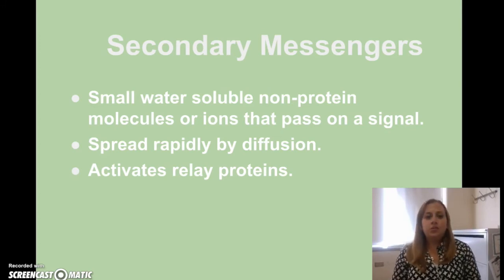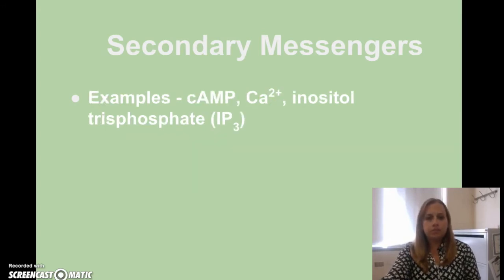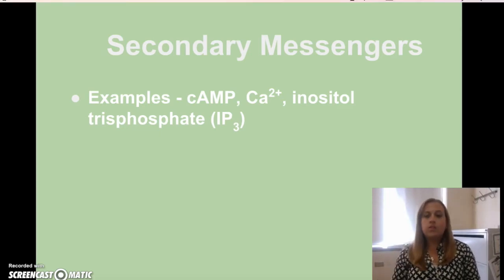All right, now on to secondary messengers. So secondary messengers are small, water-soluble, non-protein molecules or ions that again help to pass on this signal. And so these are going to be able to spread really quickly by diffusion, and again, they're going to help activate some relay proteins to help get that cellular response. We're going to look at a couple examples. We will look at cyclic AMP, we'll look at calcium ions. The last one that we're going to look at is IP3, or inositol triphosphate.